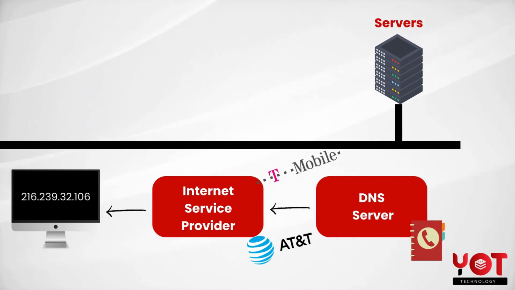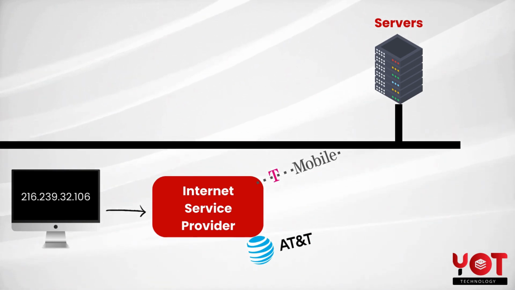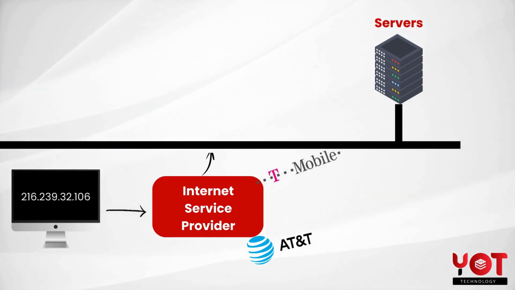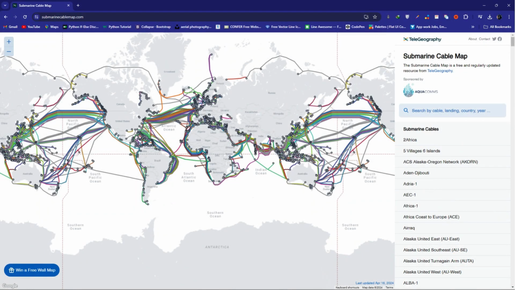After your browser gets the IP address from the DNS server, it sends a direct request to that address through your internet service provider, ISP. This message travels via what's known as the internet backbone. This backbone isn't just a fancy term, it's the literal foundation of the internet. You can even check out a website called submarinecablemap.com to see all the underwater cables that keep the internet running. These cables form massive networks connecting users worldwide.